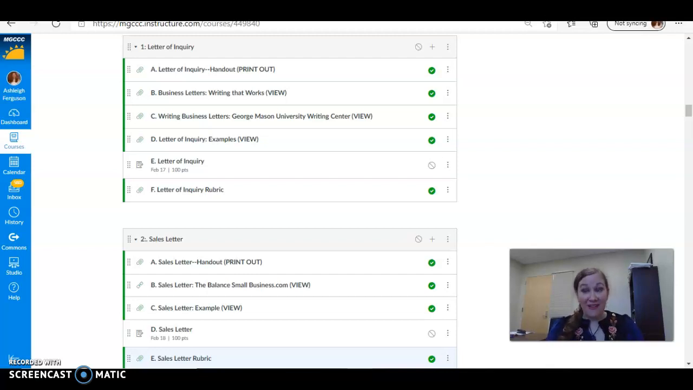You need to follow the structural format of a business letter, and again, the handouts and websites available underneath Module 1, those letters B all the way to D under Module 1, and also under Module 2, the letters B through C. These are going to give you resources and examples and references that you can use to write your own business letters this week.